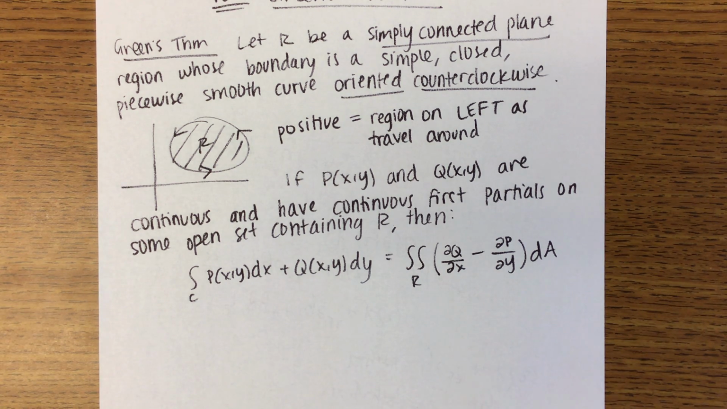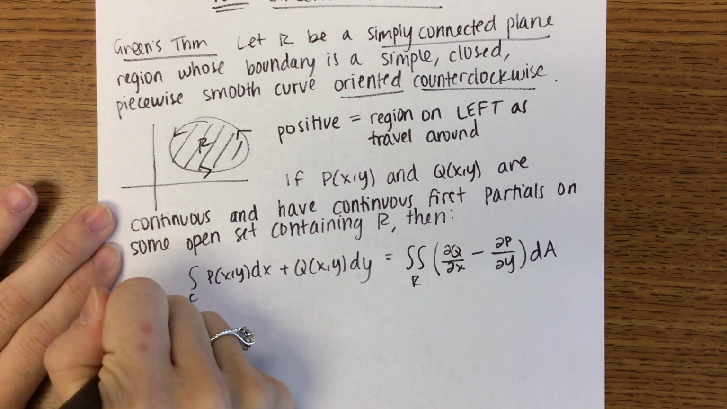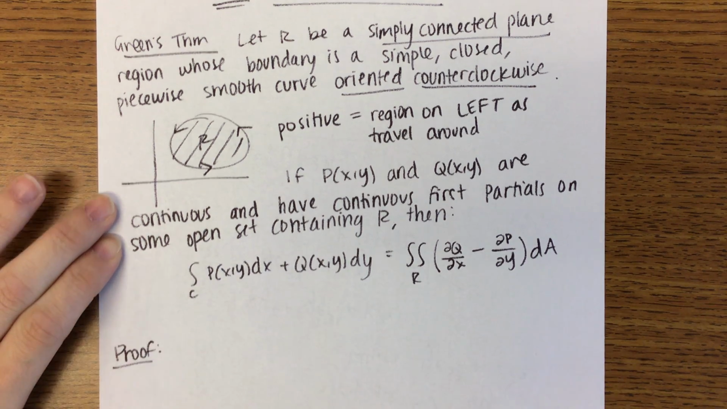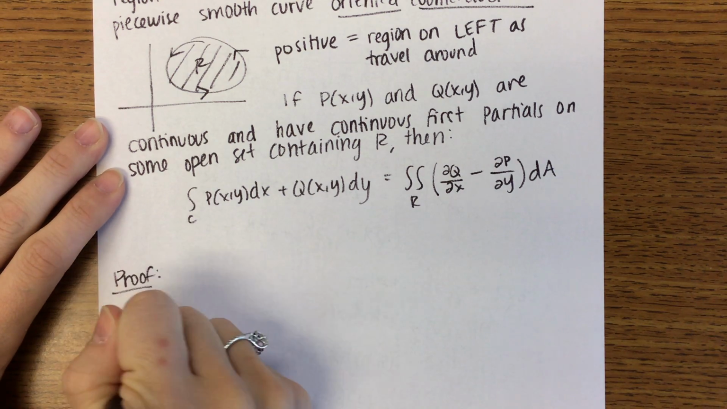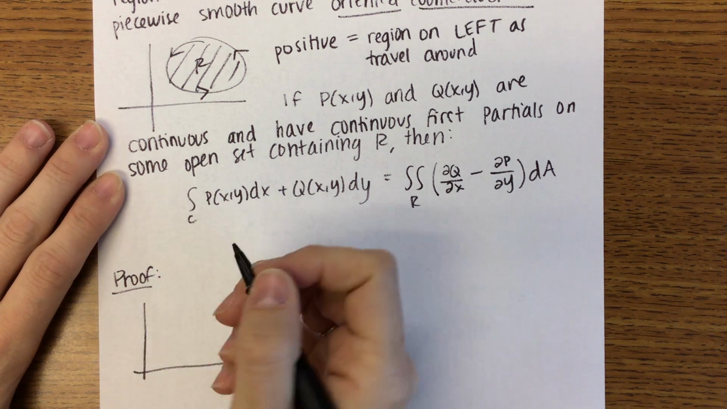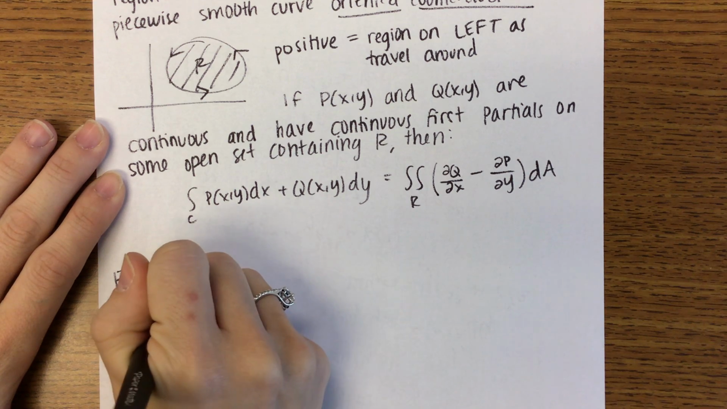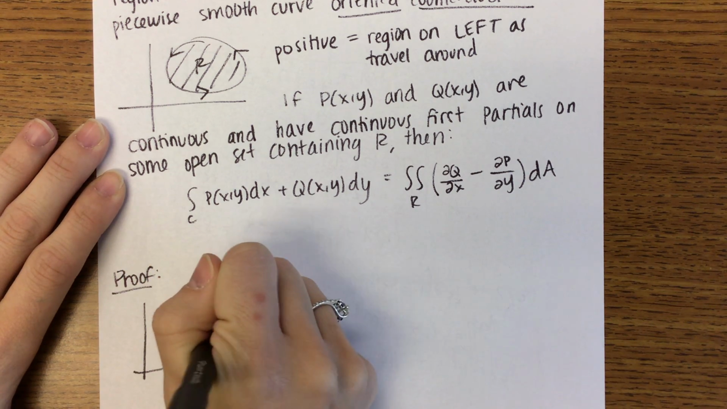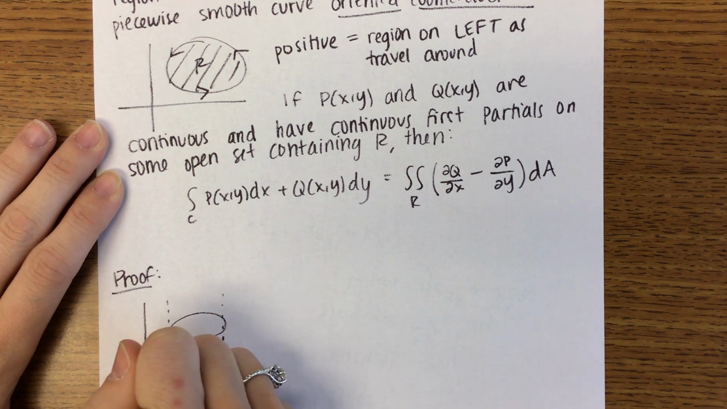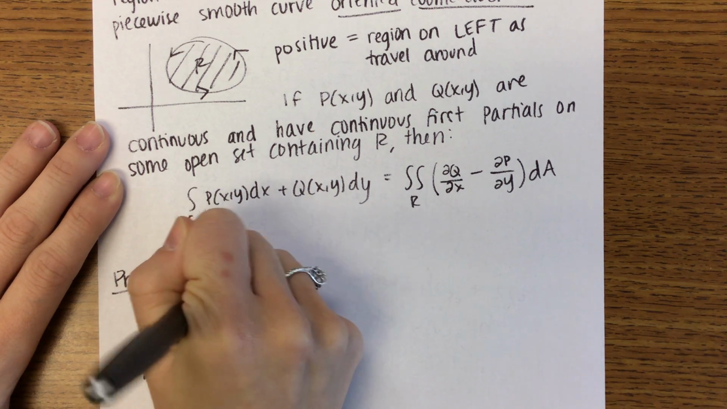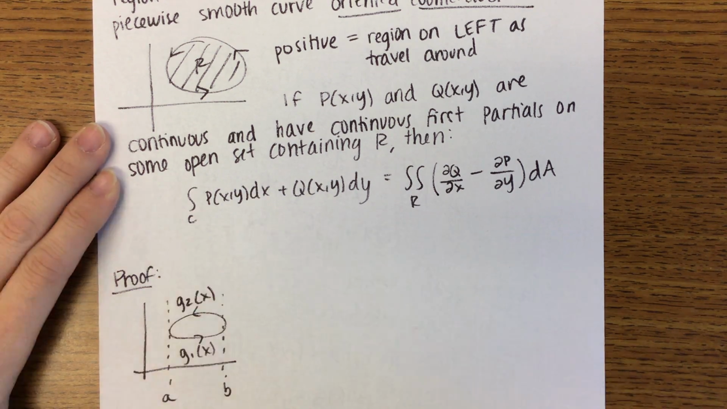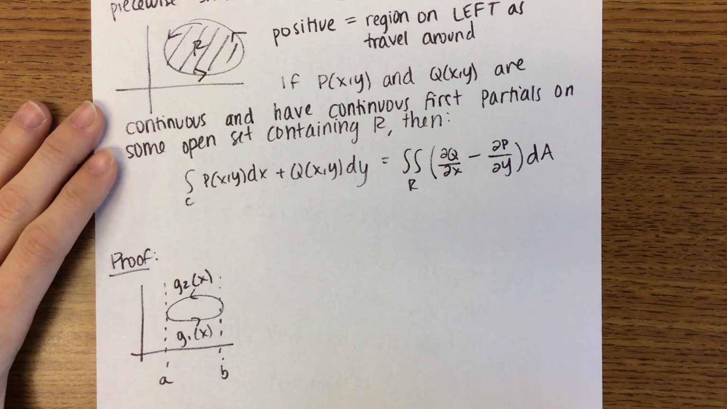Okay, because it's been a while since we've done a proof, we should probably prove why this is true. We have two different scenarios of what our region could look like. Let's say that our region has a definite bound on the left and on the right, maybe where x is equal to a and x is equal to b. And the upper bound is some function of x, the lower bound is some function of x. So our region R might look like that.